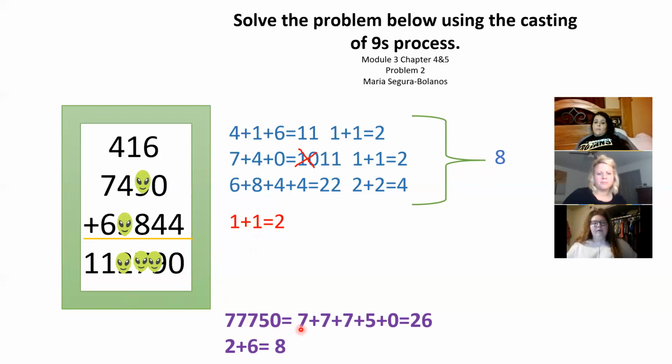So our actual answer, if we were to check our work, would be 77,750. And we can break this down using the casting out nines process, which would bring it down to 7 plus 7 plus 7 plus 5 plus 0 comes out to 26. And we've got 2 plus 6 equals 8, which is the same number we have up here. So that means that this is indeed the correct answer.